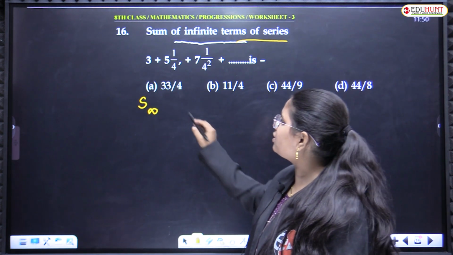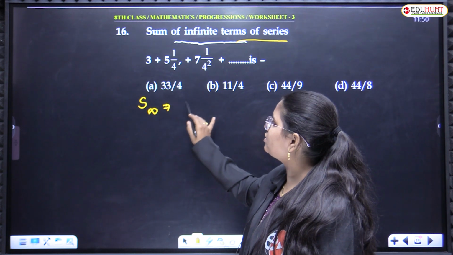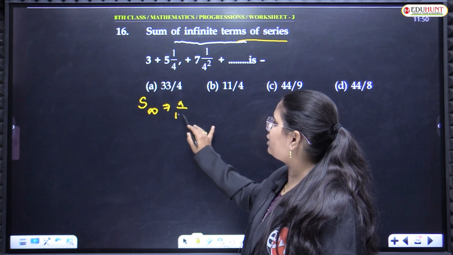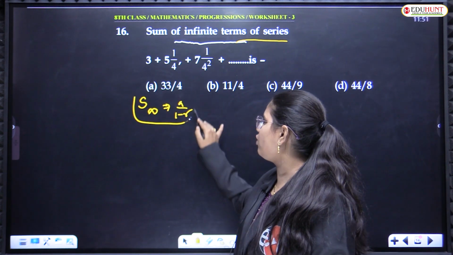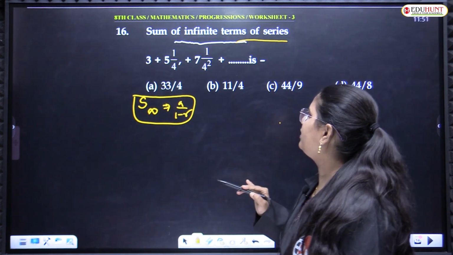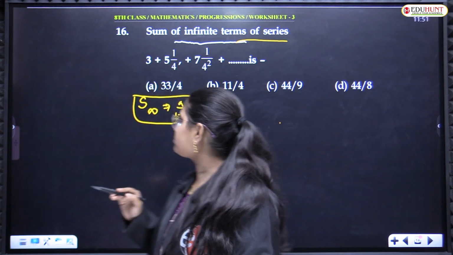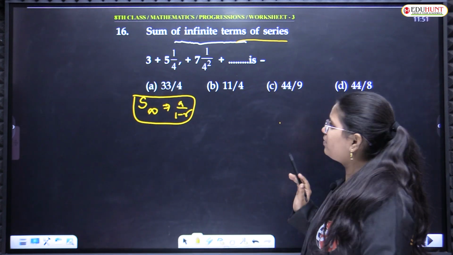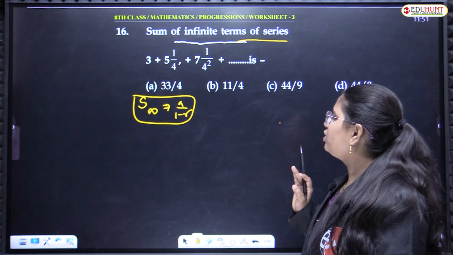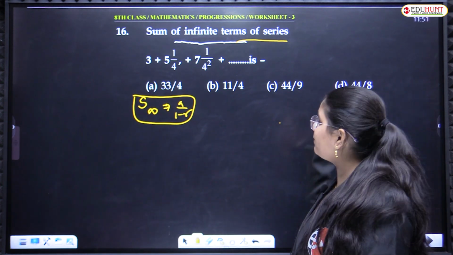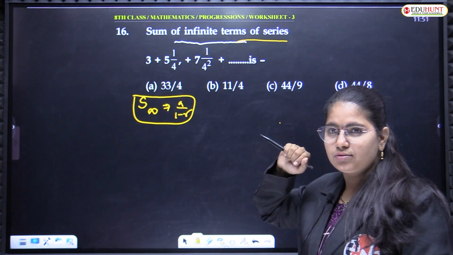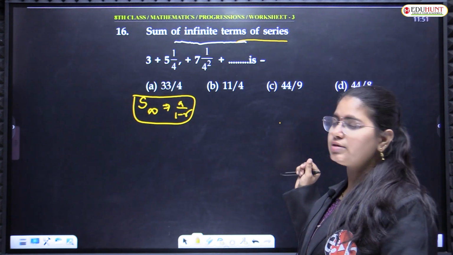What is the formula? Sum of infinite terms of a series is A divided by 1 minus R. This is the formula, right? A divided by 1 minus R, right? Okay. And before solving this problem, please tell me what type of progression this is. What type of progression is this?